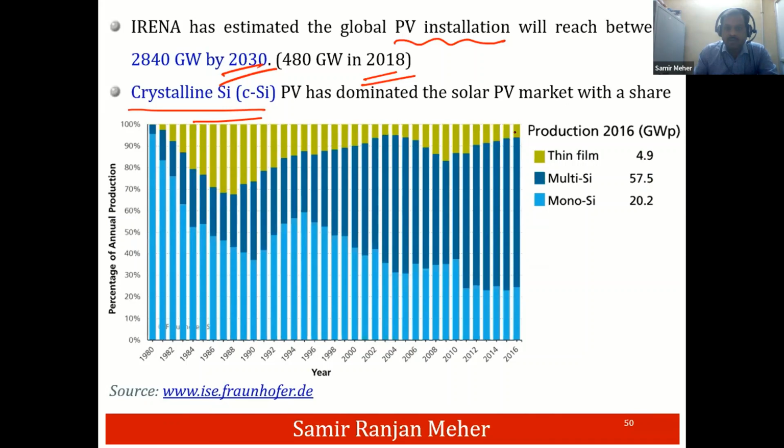So this yellow is for the thin film based photovoltaics, and this dark blue is for the multi-crystalline silicon, and this light blue is for the single crystalline silicon. So you can see the market trend, how it is fluctuating day by day, and thin film based photovoltaics definitely has got an impact on it.